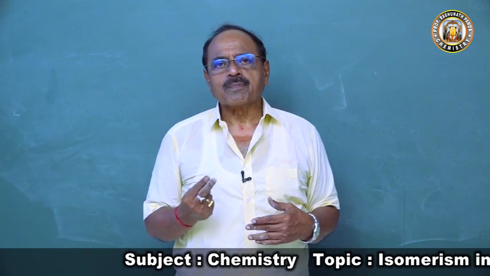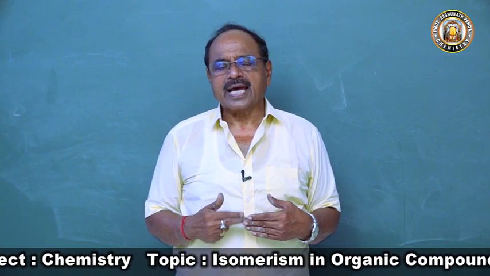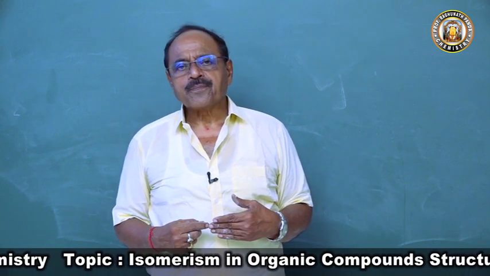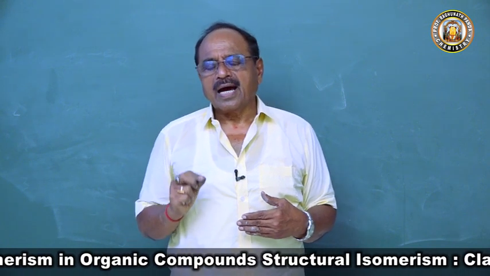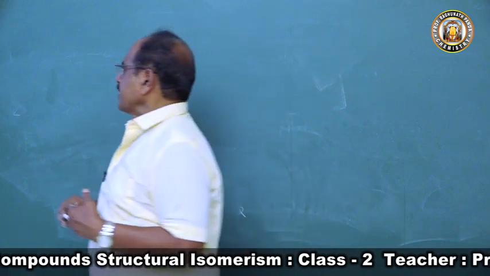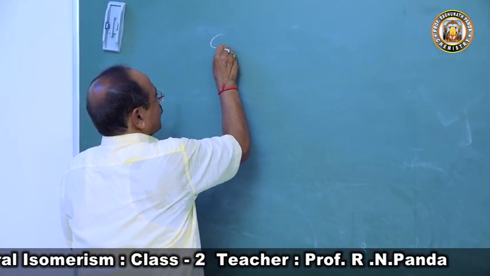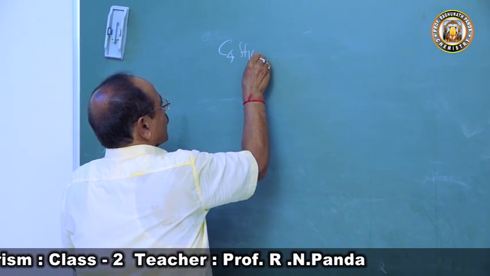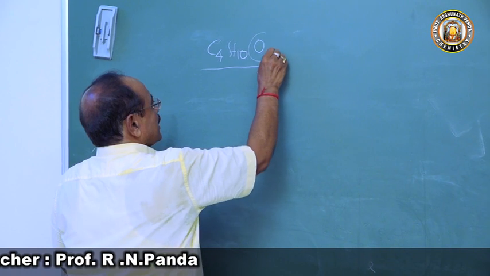We have discussed two examples. We have discussed butane has two chain isomers, n-butane and isobutane. Pentane has three isomers, the n-pentane, isopentane and neopentane. I gave you a homework that what are the possible structures of C4H10O. Now you see there is one O is present.